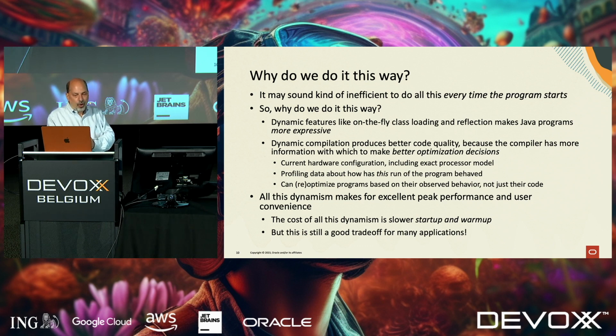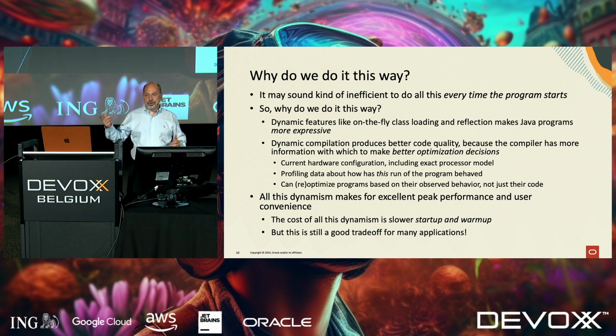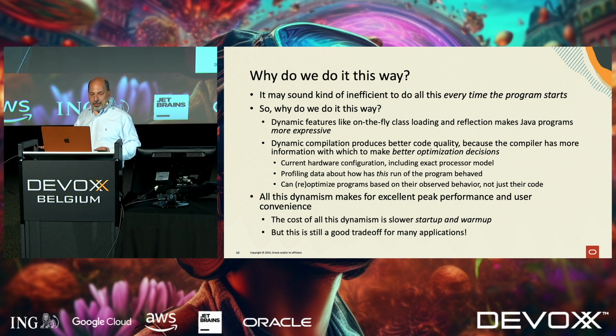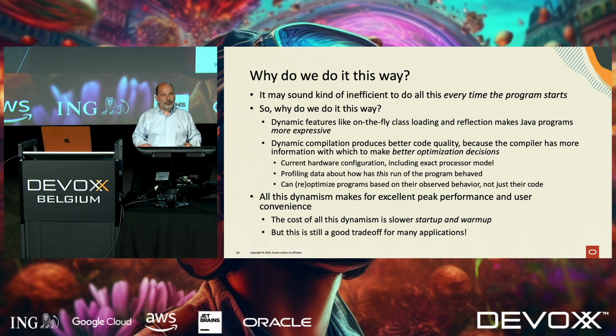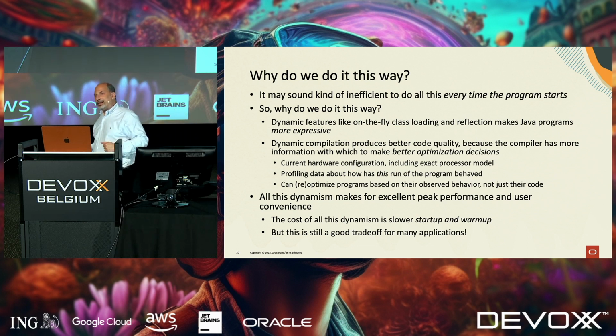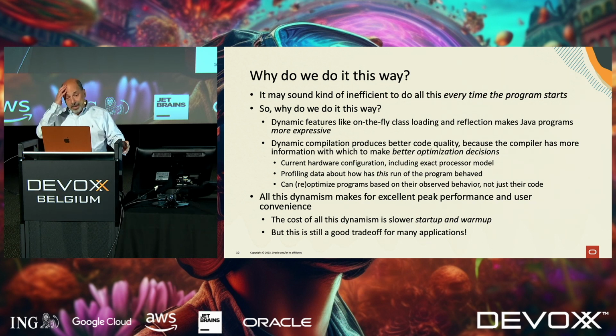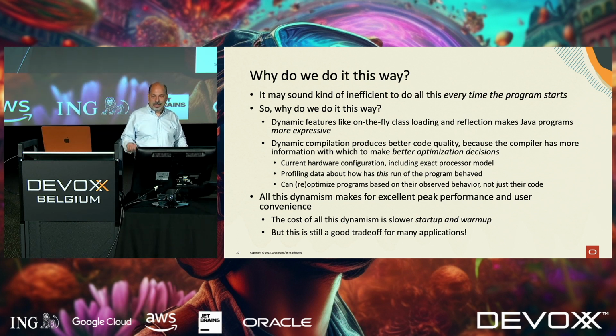So all of this dynamism makes for a good user programming model and excellent peak performance. So what's the cost? Everything's a trade-off. The cost of that is slower startup and warm-up. For some applications, think about a WebLogic server, which starts up and runs for months, this is an excellent trade-off. The fact that it takes a while to start up may not be an issue, and the fact that you get better peak performance is definitely a good thing.